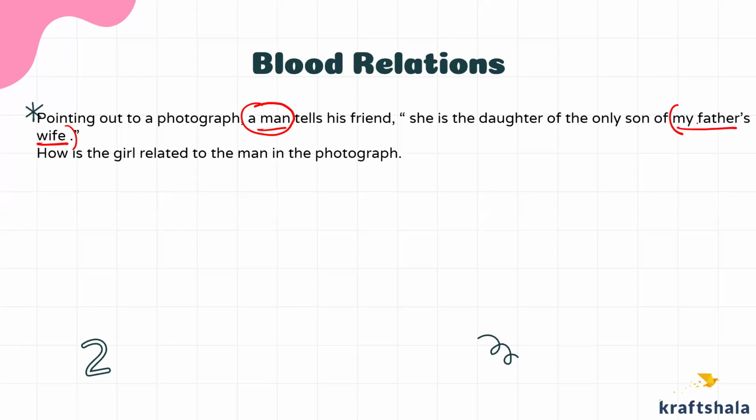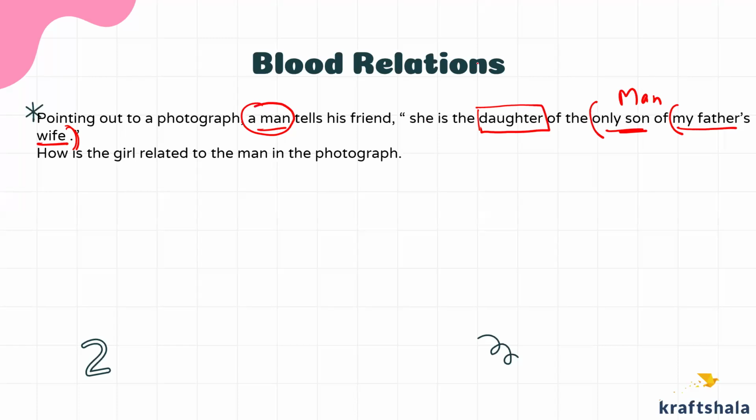Now, man's mother's only son. Man's mother's only son will be the man himself, isn't it? So from here to here, the phrase represents the man, the speaker. Now read the sentence: she is the daughter of the man. And what is the question asking? How is the girl related? The question itself is giving you the answer. Daughter.